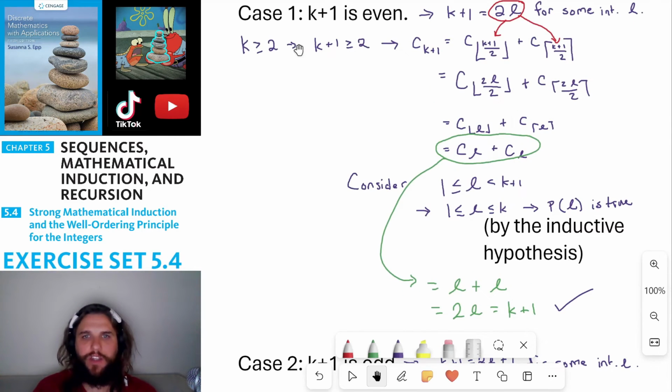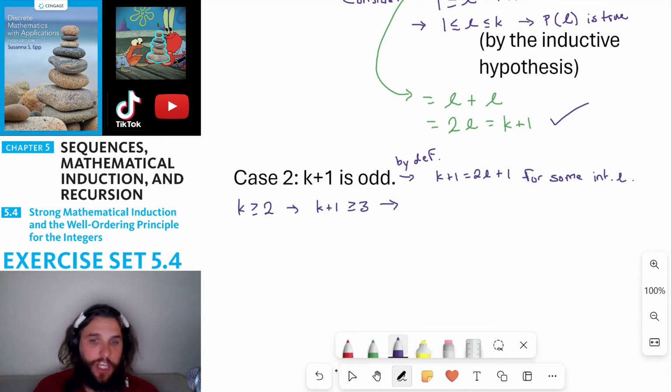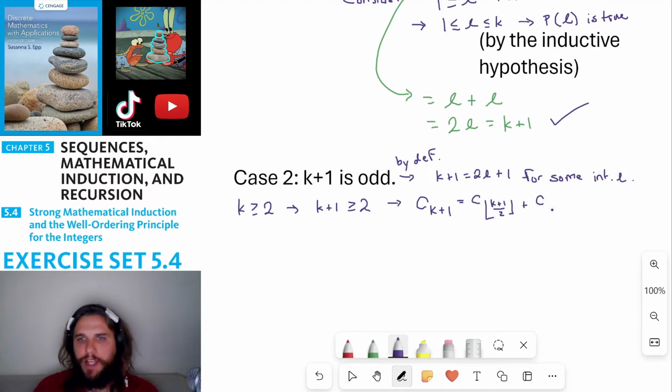The next thing we did is we justified why we can use the recursive definition. So since K is greater than or equal to 2, this means then that K plus 1 is greater than or equal to 3. And in particular, it's actually greater than or equal to 2 as well, since 3 is bigger than 2. But it's important to emphasize that it's greater than or equal to 2 so that we can apply the recursive definition to C sub K plus 1. This is equal to C sub the floor of K plus 1 over 2 plus C sub the ceiling of K plus 1 over 2.